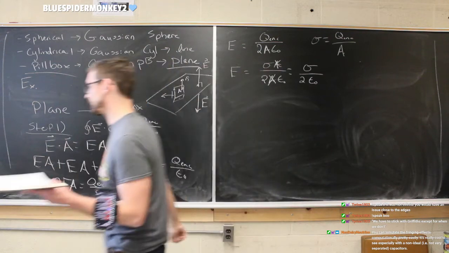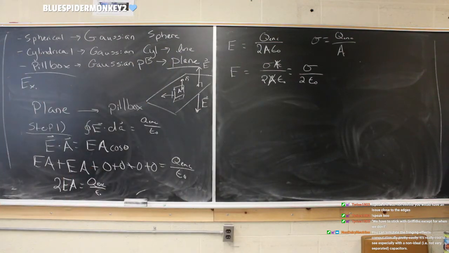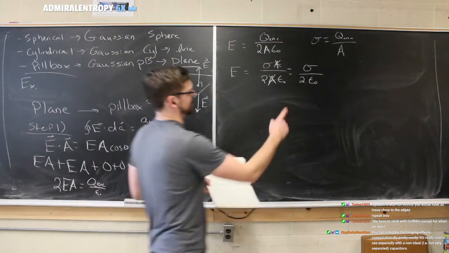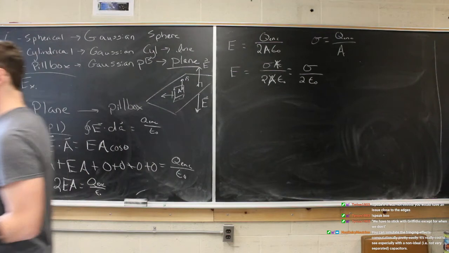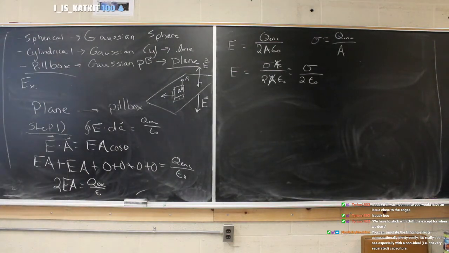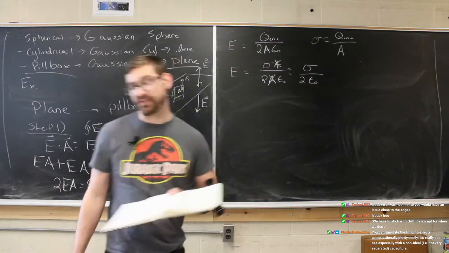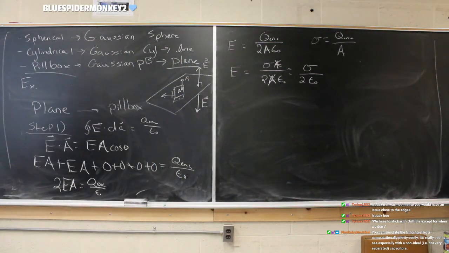Now, that's an interesting thing that we see here, right? Namely that this sigma charge density and this 2 and this epsilon naught don't depend at all on distance. Now, this is very specific to the infinite charged plane. If you had a finite charged plane, it's going to be different. But the infinite charged plane, it does not depend on distance away.